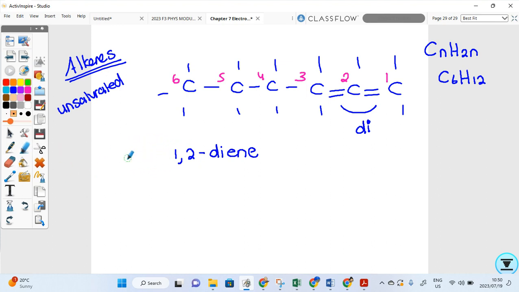can you remember? Hexa. We're going to add an A. We're going to say hexa-1,2-diene. So whenever you have the di, you have to put the A because they didn't like the sound of it. Is it just hexa? No, all of them, all diene. So whenever you have di, you're going to have an A. Okay, so that you need to remember for the alkenes.